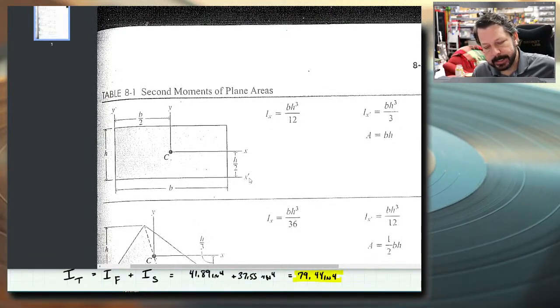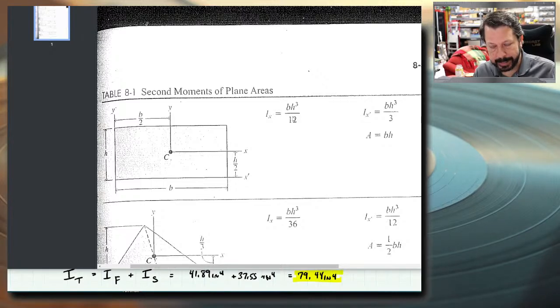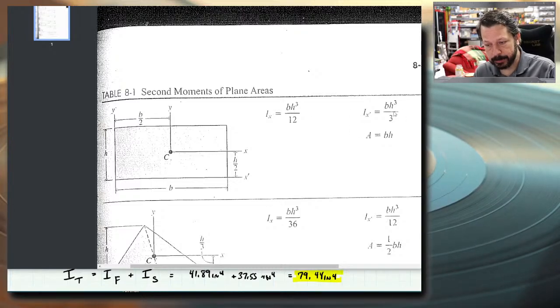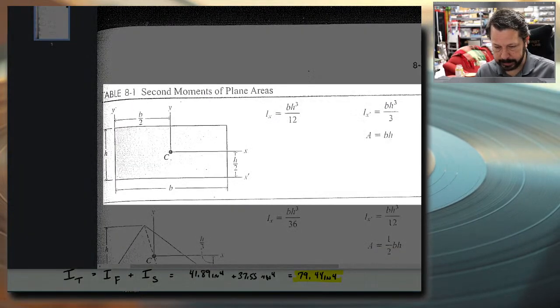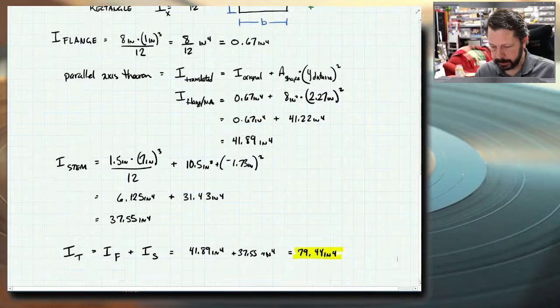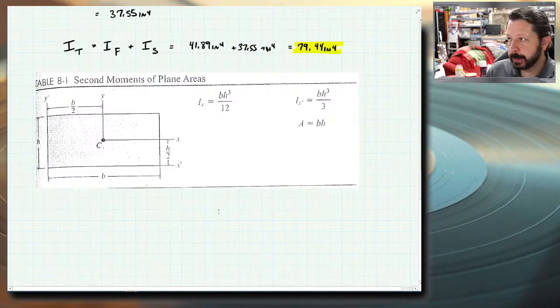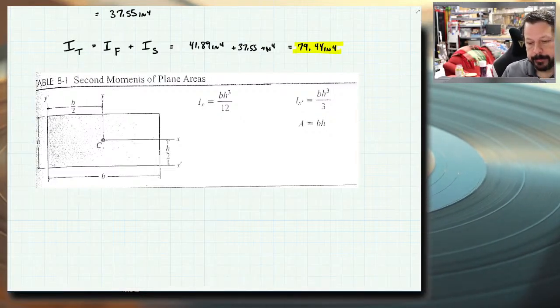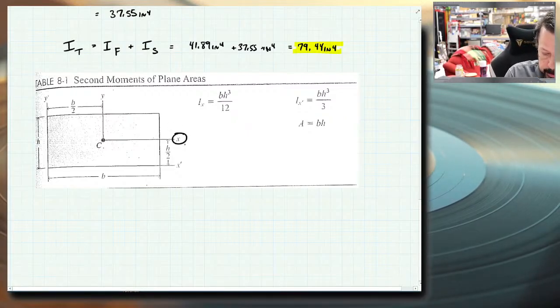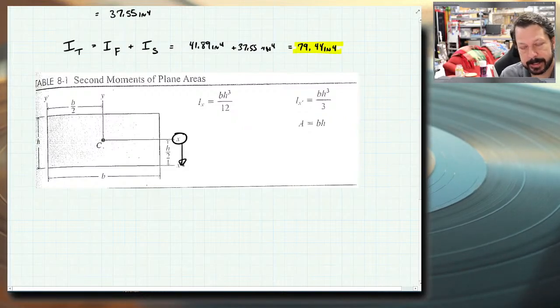So what this is basically, someone has already gone in and taken Ix, bh cubed over 12, and applied the parallel axis theorem to that already to get bh cubed over 3. So let's just do this and show where it comes from. So we got this. Let's put that guy over here. And based on this picture, let's just do the parallel axis theorem to move from here down to there, because that's the difference in these two. One of them is at the centroid, one of them is at the x prime axis.